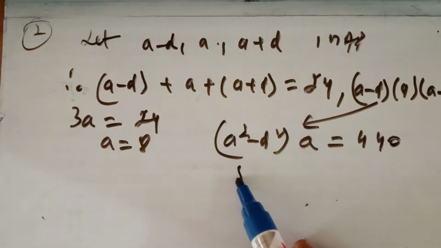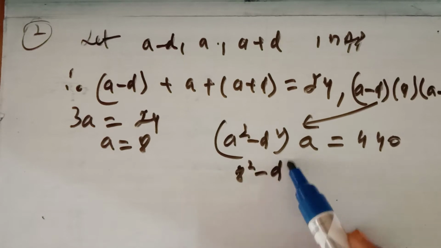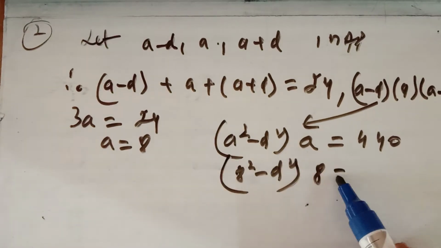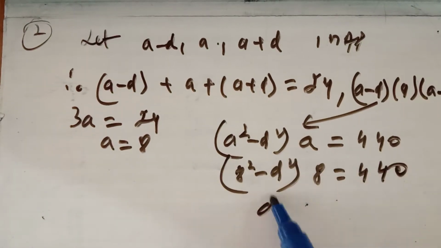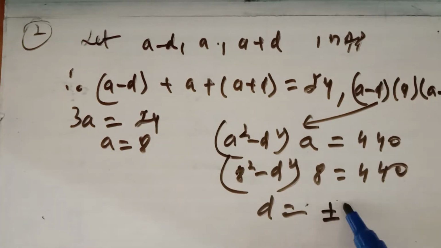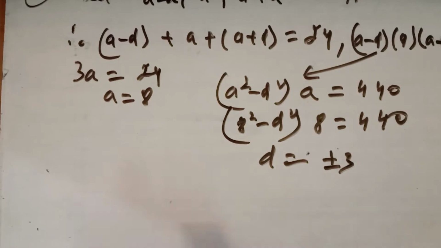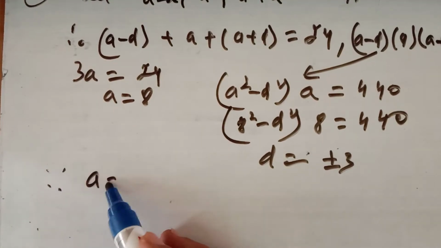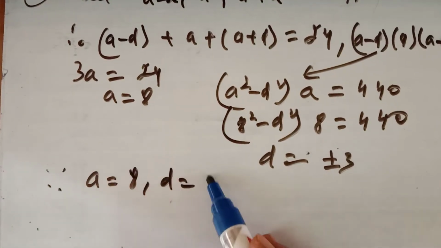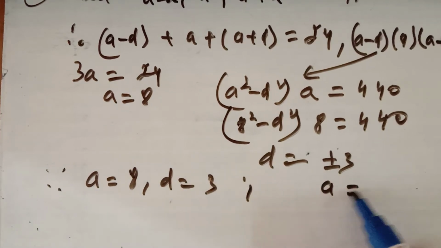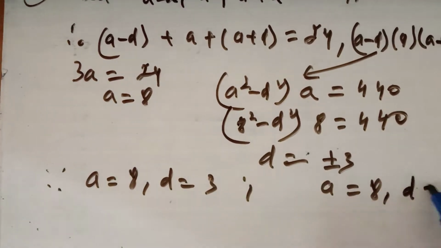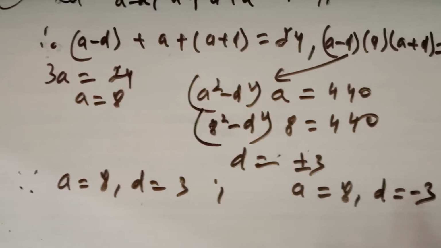When you replace the value of A as 8 and solve it, you'll get the value of D as plus minus 3. Plus minus 3. So therefore there are two cases: A is 8 and D is equal to 3, and another is A is 8 and D is equal to minus 3.